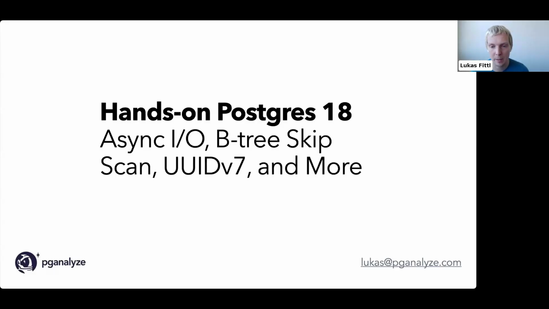My name is Lucas. I'm the founder and CEO of pganalyze, but I'm also a Postgres enthusiast, you could say. My goal here today is to tell you my sense of what is most noteworthy in Postgres 18. Some of the key things we're going to talk about are asynchronous I/O, the new B-tree skip scan feature, UUID version 7, and a bunch of other things. This is not going to cover every little thing because there are so many changes in this release.